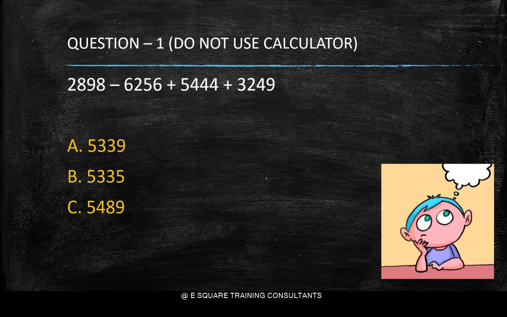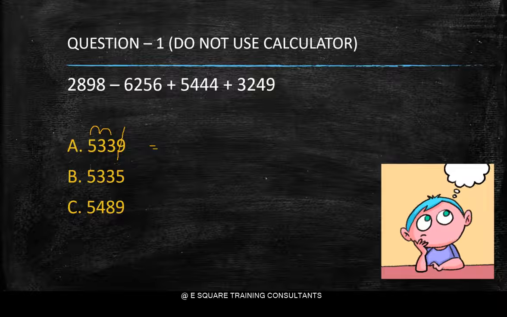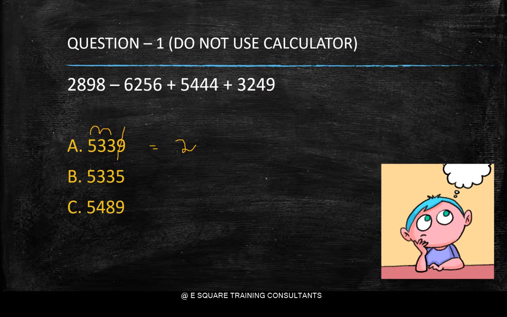Before I go to the question, let me first focus on the answer choices and calculate the digital root of each and every choice. Coming to the first choice, I'll take away 9, casting away 9. The remaining numbers are 5 plus 3, 8. 8 plus 3 is 11. So 1 plus 1 is 2. So the digital root of the first option is 2.